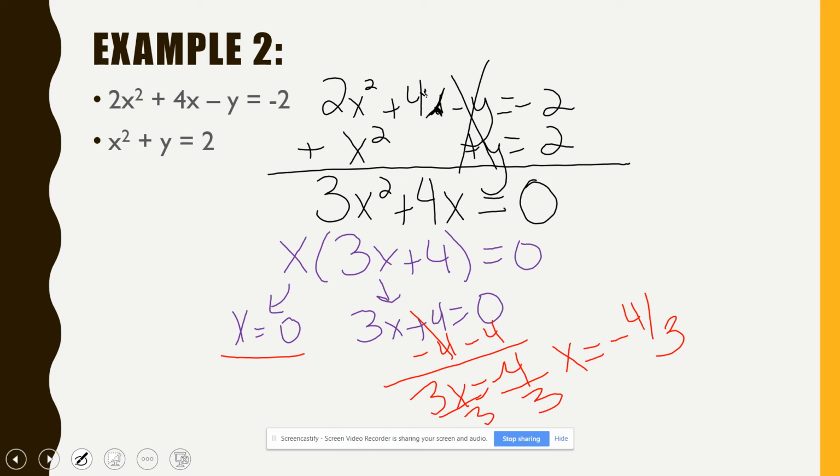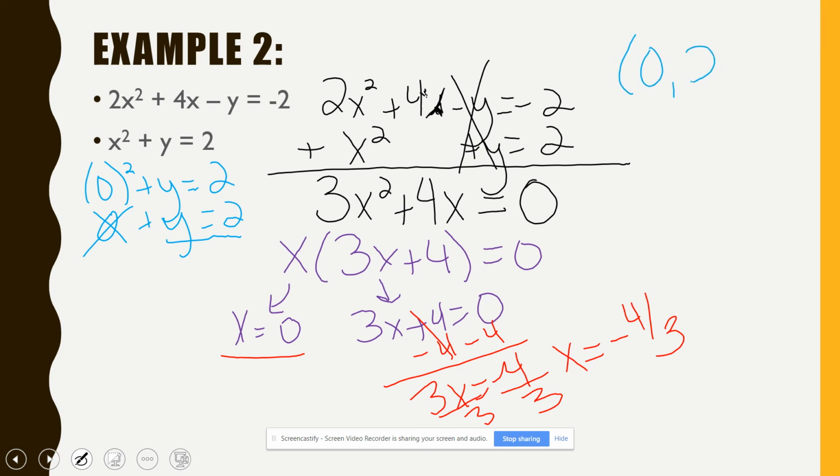Awesome. Now we need to figure out what equation we want to put this into to get y alone. I think I'm going to go ahead and use that bottom equation. I'll start with the 0. So we have 0 squared plus y is equal to 2. Well, 0 squared is 0, and this 0 really isn't anything there, so we have y is equal to 2. So our first solution is (0, 2).